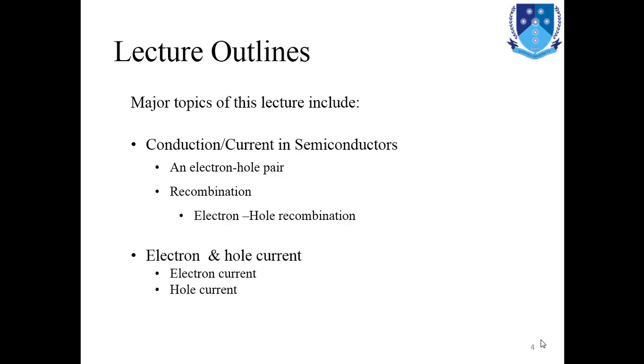In this lecture, we will also discuss two types of current. Current due to electrons, which is known as an electron current or simply electronic current, and current due to the holes, which is known as a hole current.